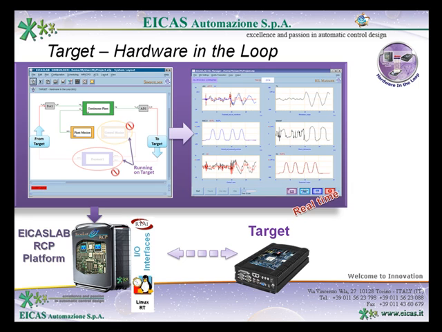The overall trial can be managed through the EICASLAB Hill Manager running on the EICASLAB RCP platform. During the hardware-in-the-loop execution, data can be visualized on the Hill Manager tool, and recording functions can be activated to save on the disk all the variables of interest to allow a further post-processing analysis.